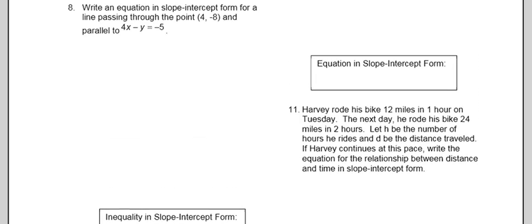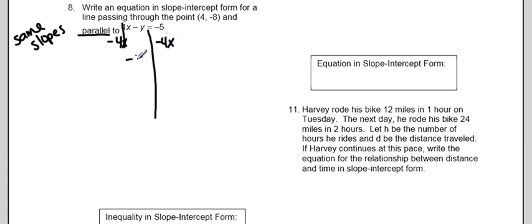Almost there. Write an equation in slope-intercept form for a line passing through the point 4, negative 8 and parallel to 4x minus y equals 5. Parallel tells us they're the same slopes. Well, to find the same slopes, I first need to solve this guy for y. So step 1, subtract 4x from both sides.